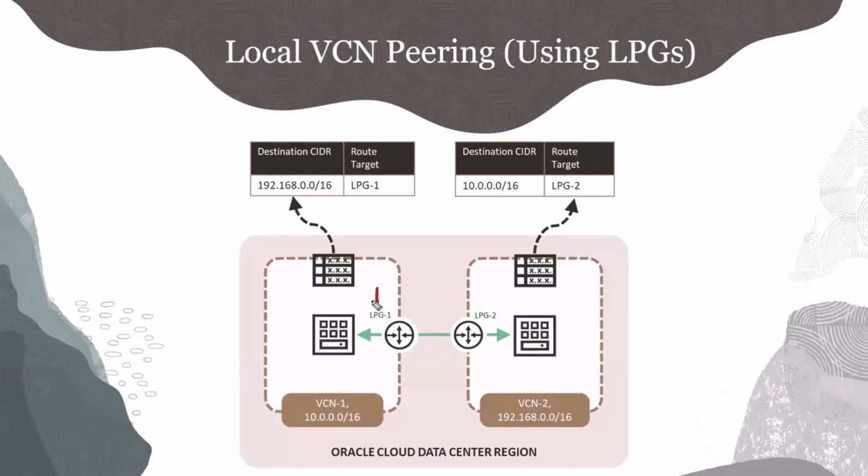So there is a local peering gateway on both sides of the VCN, and then you have to create a connection between those local peering gateways. For this VCN, the destination is going to be this particular VCN. So we are adding it in the destination CIDR, and the route target is going to be local peering gateway 1. Similarly, for this VCN, the destination CIDR is going to be this particular CIDR, and that is what we are mentioning here. And the route target is going to be local peering gateway 2.